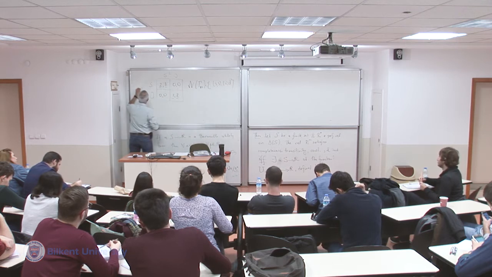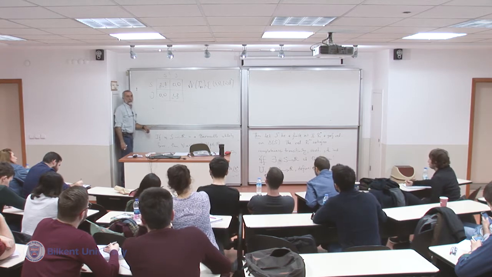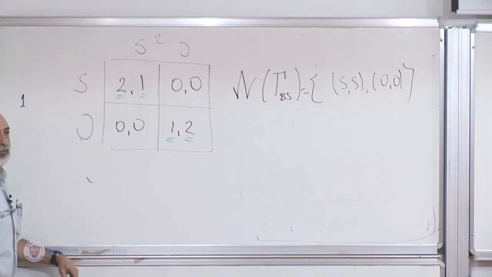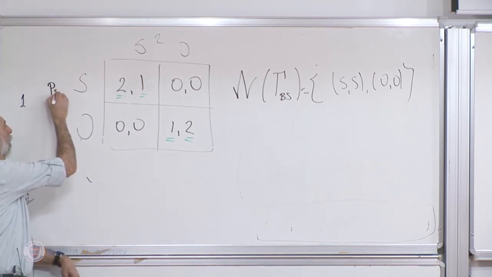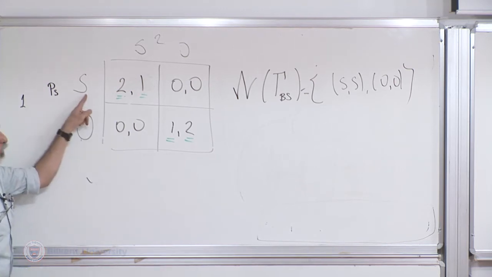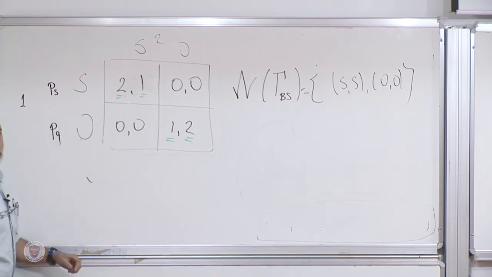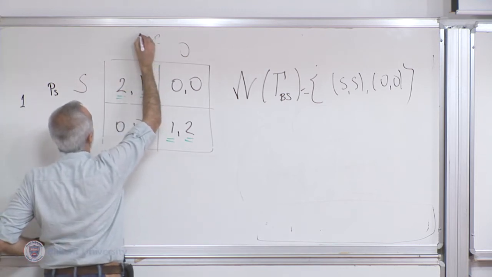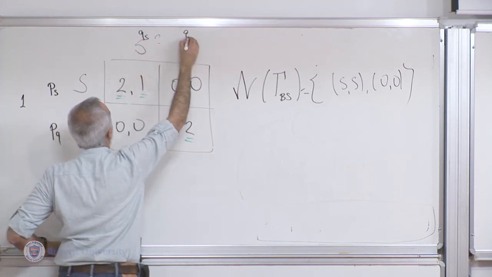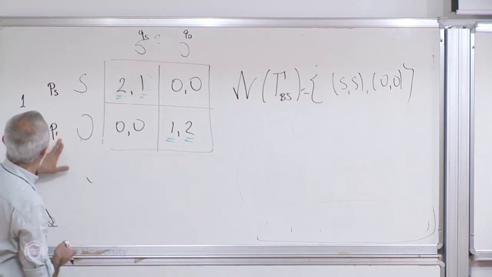That's player one. Let me denote the mixed strategies of player one with the letter P. So the number PS will denote the probability that player one will choose to go to the soccer match. PO denotes the probability at which player one will go to the opera. And the same for player two, we'll use Q, QS, QO.